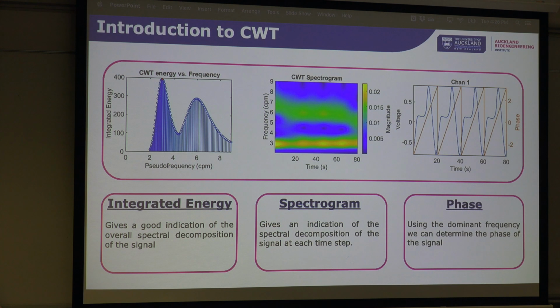On the far right-hand side, we can see in blue a signal recording. With the CWT analysis, we can get an overall breakdown of the entire spectral decomposition of the signal, which is shown on the far left-hand side, the integrated energy versus the pseudo frequency. With the CWT, though, we can also get a spectral breakdown of every single time step of the recording, which means we can have instantaneous frequency decompositions, which will increase the resolution of the EGG once again.